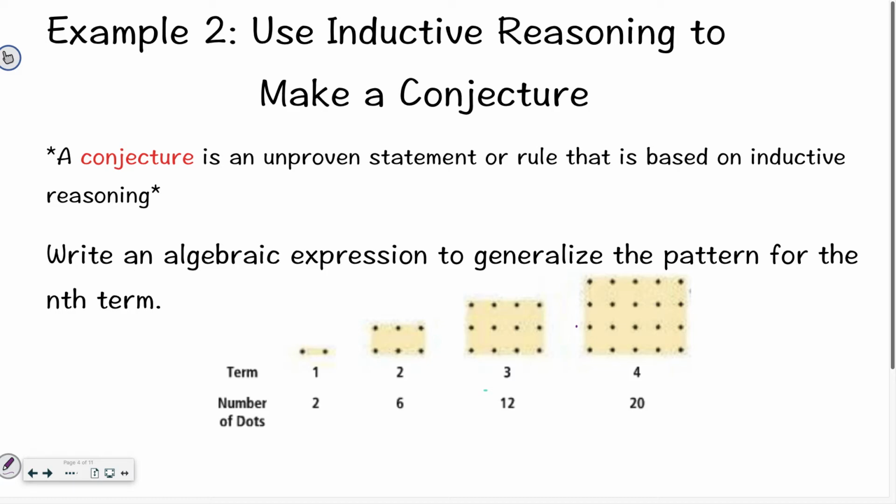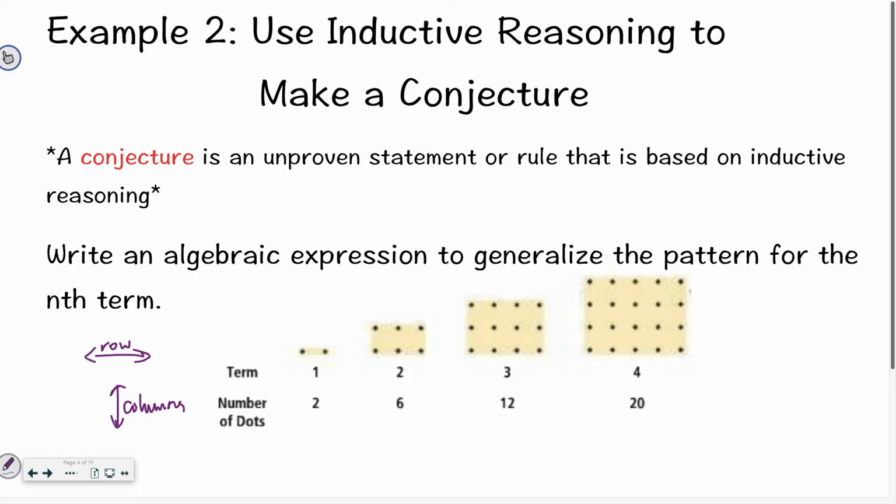So if I'm on the first term, I have 2 dots. If I'm on the second term, I have 6 dots. Third term is 12. Fourth term is 20. So I want to see how are these numbers related. So if I look at the very first term, I have one row, right? Remember, rows go left and right, and then columns go up and down, okay? Just to help you keep track of what I'm saying.